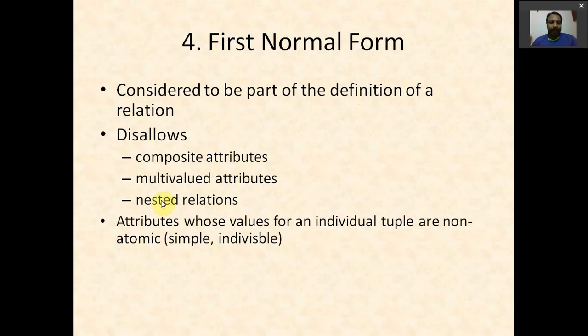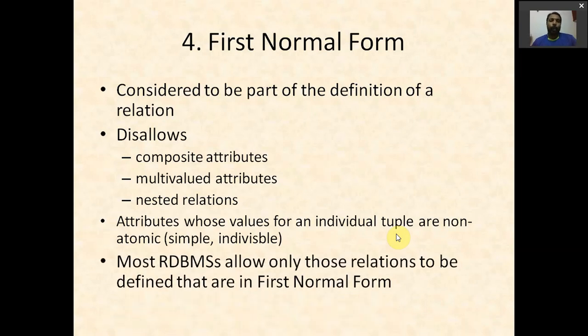So the tables should have only attributes whose values for an individual tuple are atomic. That means they should be simple and indivisible attributes. Then we can say the relation is in first normal form. Most of the RDBMS allow only those relations to be defined that are in first normal form. So when you try to create a table which is not in first normal form, this RDBMS will not allow you to create such tables. So it has become part of the definition itself.